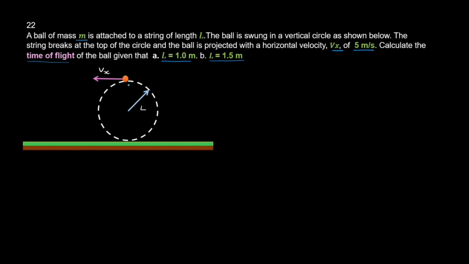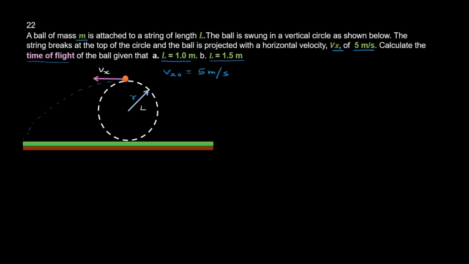So here in this question you have a ball of mass m being swung in a vertical circle with the help of a string, and the length of the string is also the same as the radius of the circle. At the top of the circle the string breaks and the ball is projected horizontally with an initial x velocity, which is given as 5 meter per second, and then the ball follows a parabolic path falling down on the ground, and we need to find its time of flight, which is the time it takes to fall back on the ground.